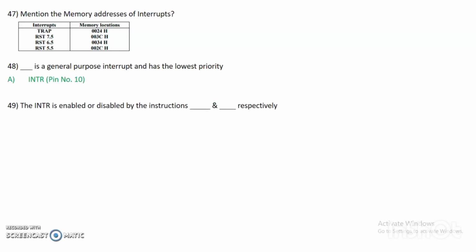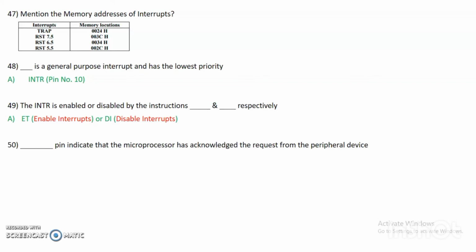Bit number 49, the interrupt request is enabled or disabled by the instructions dash and dash. The interrupt request is enabled or disabled by the instructions called enable interrupt or disable interrupt. If you use EI, the interrupt request will be enabled. If you want to disable the interrupt request, you can use DI instruction, which stands for disable interrupts.